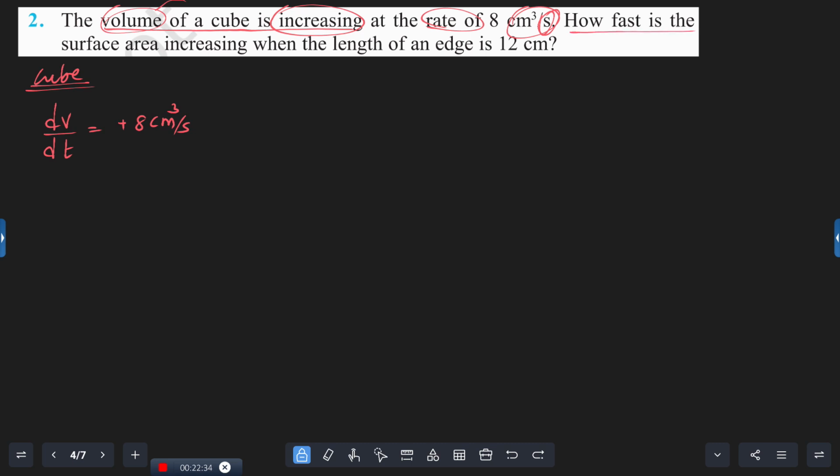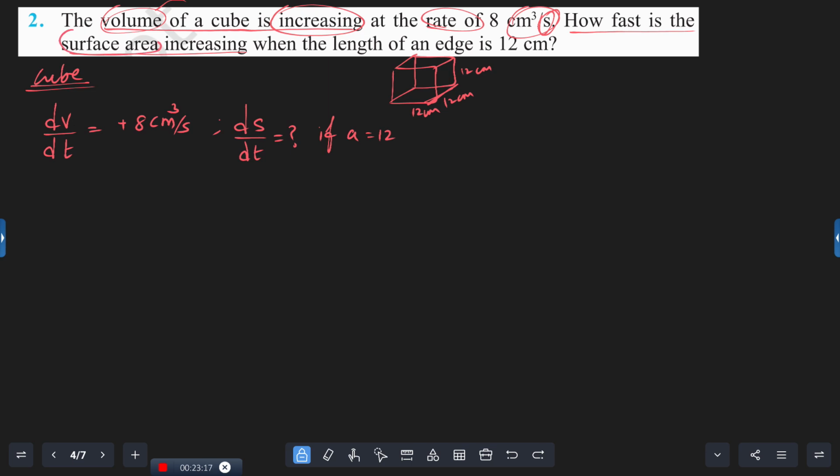How fast is the surface area increasing? S means surface area. How fast is the surface area increasing when the length of the edge is 12? If a equal to 12, they are mentioning the cube edge. The cube edge given here is 12 centimeter. So we have to find the surface area.